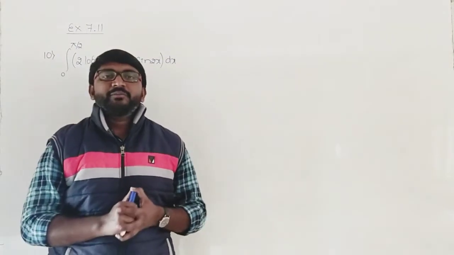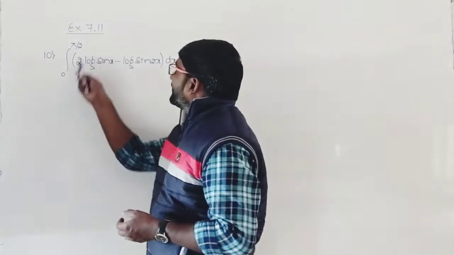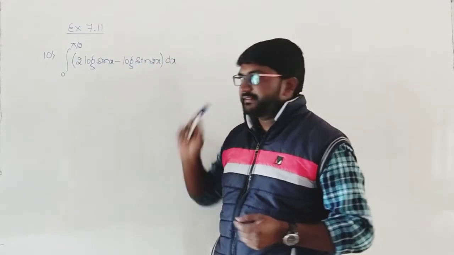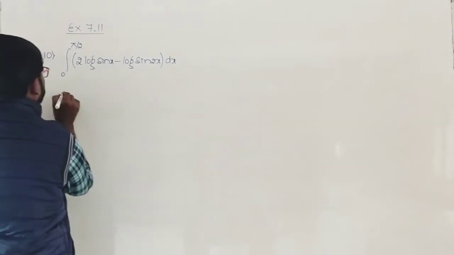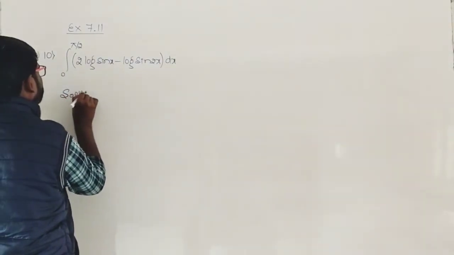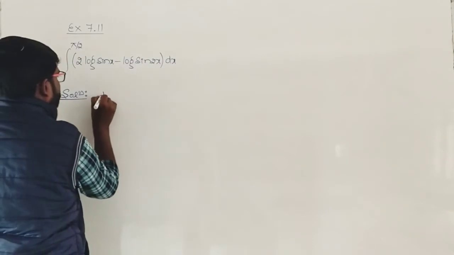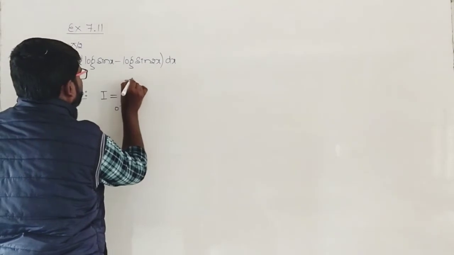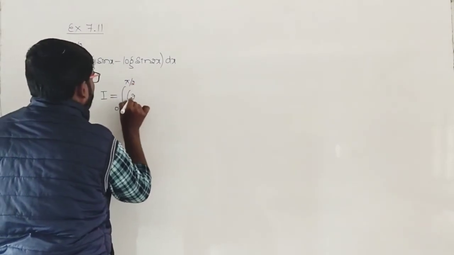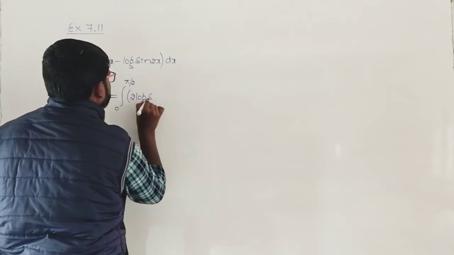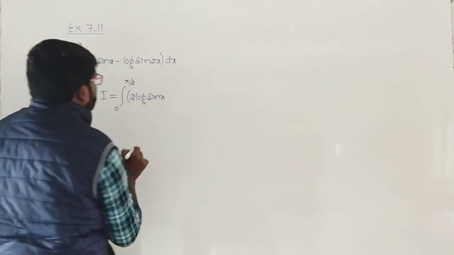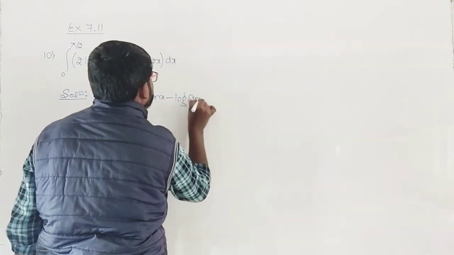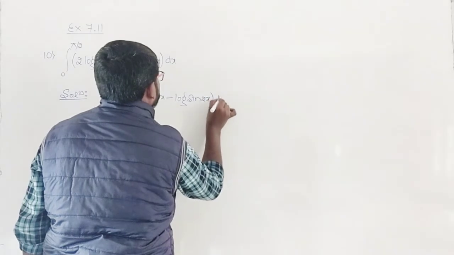Well, the 10th problem is the integral from 0 to pi by 2 of log sin x minus log sin 2x dx. So let us solve this. I'll be taking this as I, which is equal to the integral from 0 to pi by 2 of 2 log sin x minus log sin 2x dx.